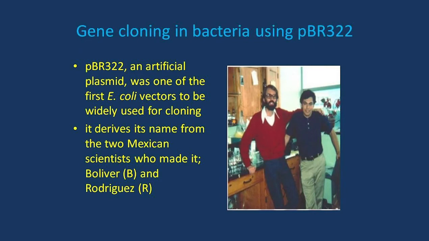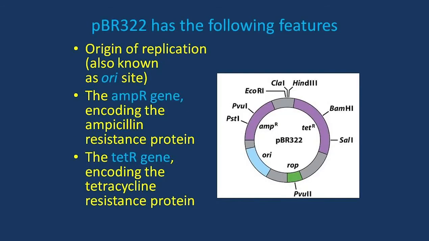pBR322 is an artificial vector which is used for cloning of the foreign gene in E. coli. It was created by two Mexican scientists, Bolivar and Rodriguez. pBR322 has the following features. It has an origin of replication called ORI, that is where replication starts to make multiple copies of the plasmid in E. coli.